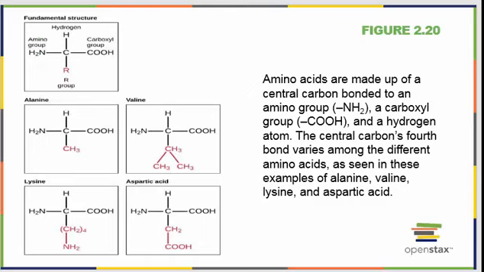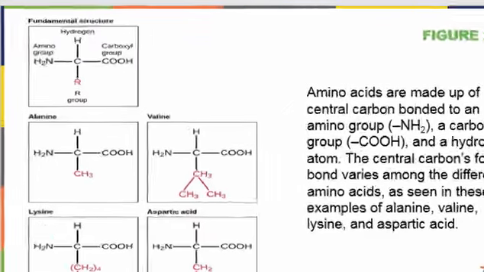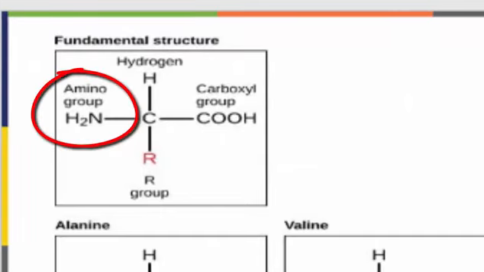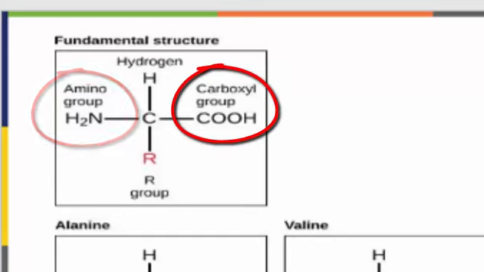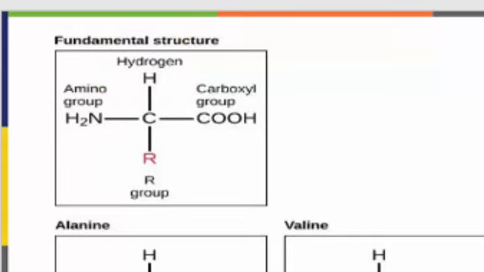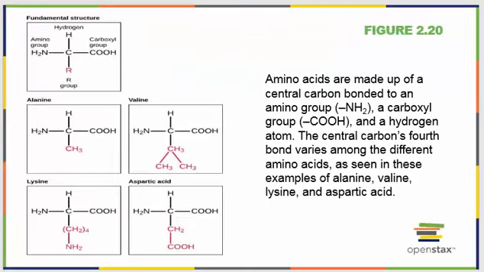Here's some schematics of 5 of them. Amino acids, again, are made up of a central carbon bonded to an NH2, a carboxyl group, COOH, and a hydrogen atom. The central atom's 4th bond varies among different amino acids. Seen here are alanine, valine, lysine, and aspartic acid. The R group gives the amino acid its identifying chemical properties. It might make it an acid or a base, or maybe polar or nonpolar.